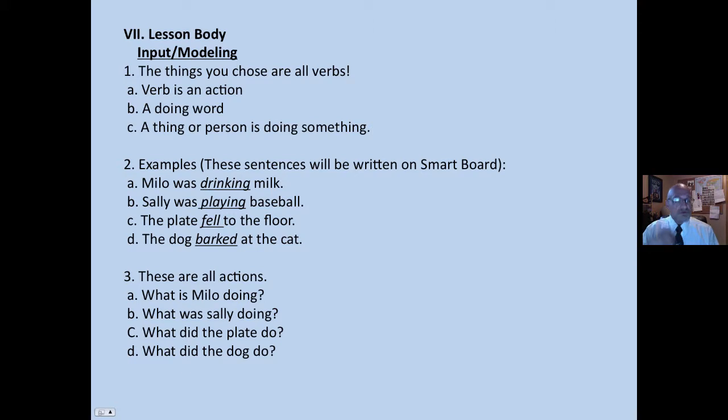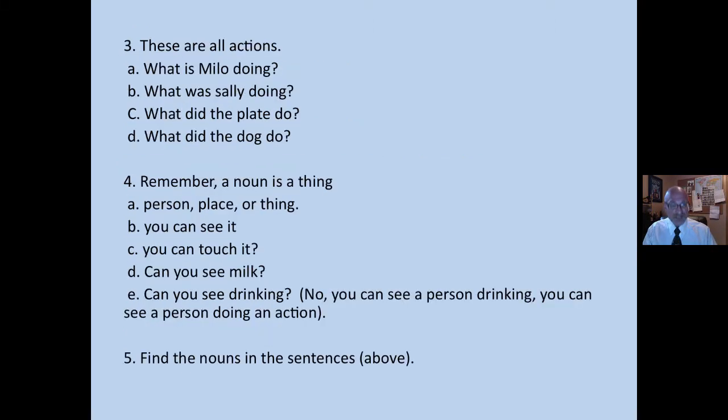Here's an example for this lesson. Boys and girls, the things you chose are all verbs. A verb is an action word, a doing word, a thing or a person doing something. These examples will be written on the smartboard. These are all actions. What's Milo doing? He's drinking. What's Sally doing? She's playing, etc. All right? These are all actions.